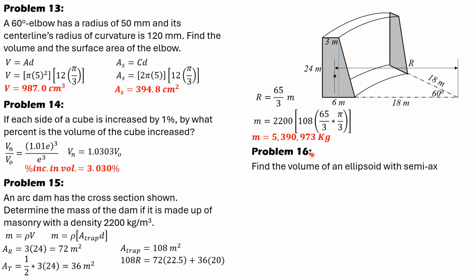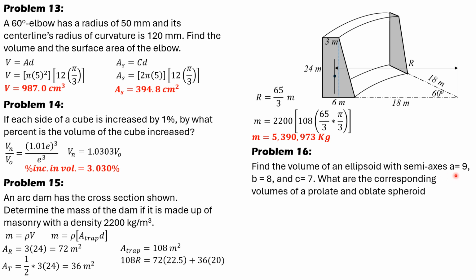Problem 16. Find the volume of an ellipsoid with semi-axes a = 9, b = 8, c = 7. What are the corresponding volumes of prolate and oblate spheroids? So for volume of ellipsoid, 4/3 pi abc. So 4/3 pi times 9 times 8 times 7, and that is equal to 672 pi cubic units.